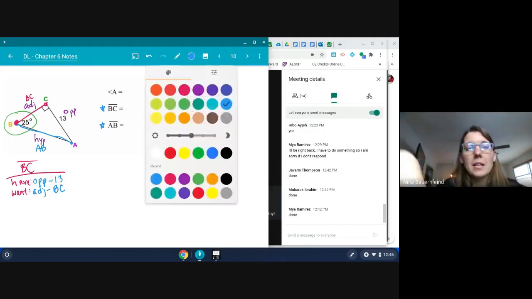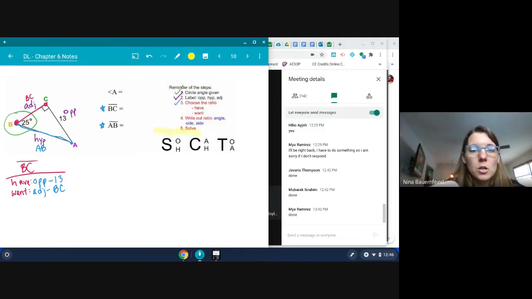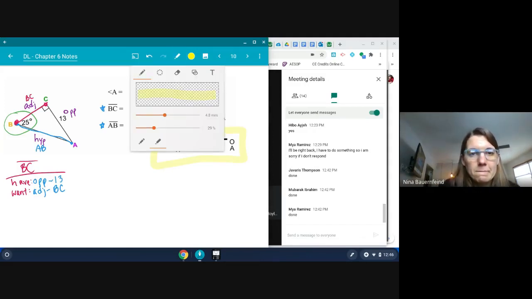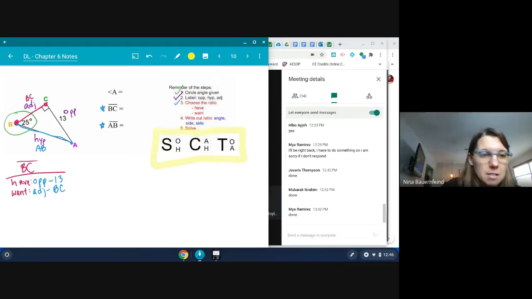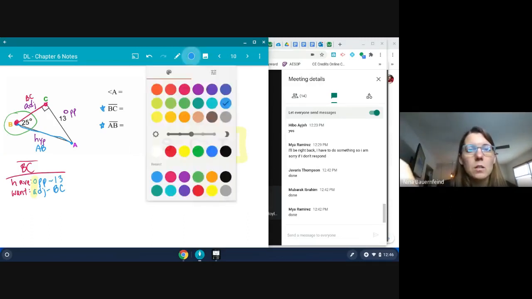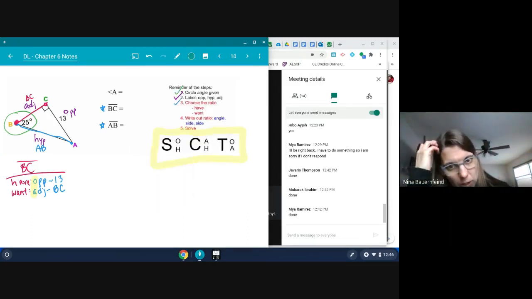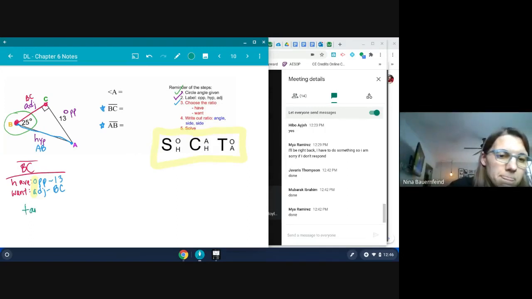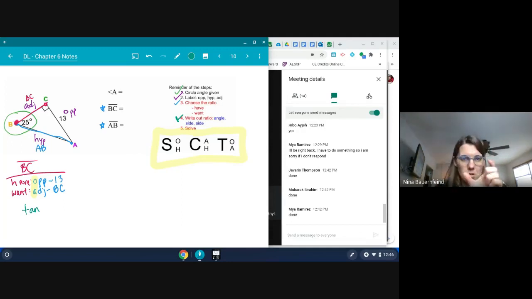Next, I want you to pick which ratio we use. Just pick sine, cosine, or tangent. You don't need to write anything yet. Tan. Yes. So this one's going to be tangent because we have O and A. Since we know we're using tangent, I want you guys to fill in the next 3 parts. It says write out the ratio, angle, side, side. So write out that little nugget that we did, just like on the last couple problems.